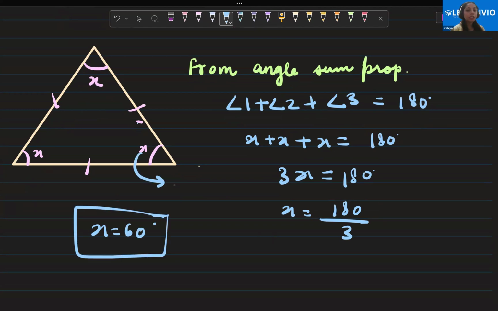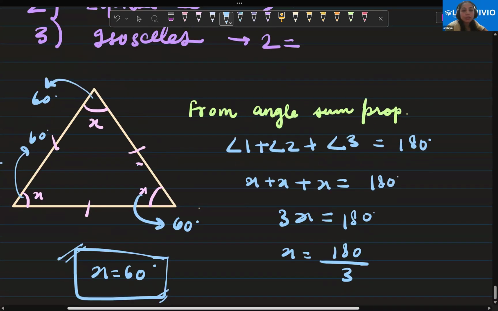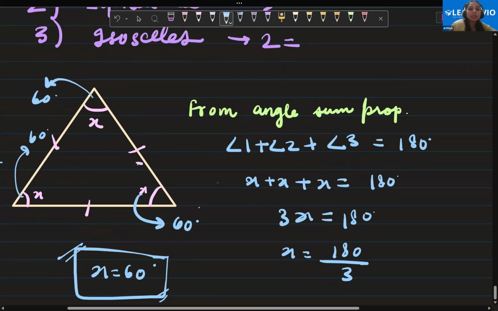So if it's an equilateral triangle, no matter whatever measurement you have of the side, the angles will always be 60 degrees. Whether you take 5 centimeter and draw an equilateral triangle, or 10, 20, 13, 17, any measure, the angles will always be 60 degrees. Clear, both of you? Write this down: angles of equilateral triangle.